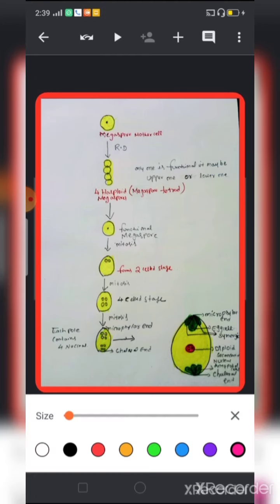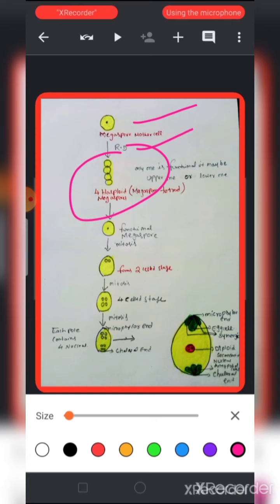Let's see how it happens. Megaspore mother cell takes reduction division, meiotic division, and forms 4 haploid tetrad. In this 4 haploid tetrad, only one is functional, remaining 3 degenerate. This functional megaspore may be upper one or lower one.